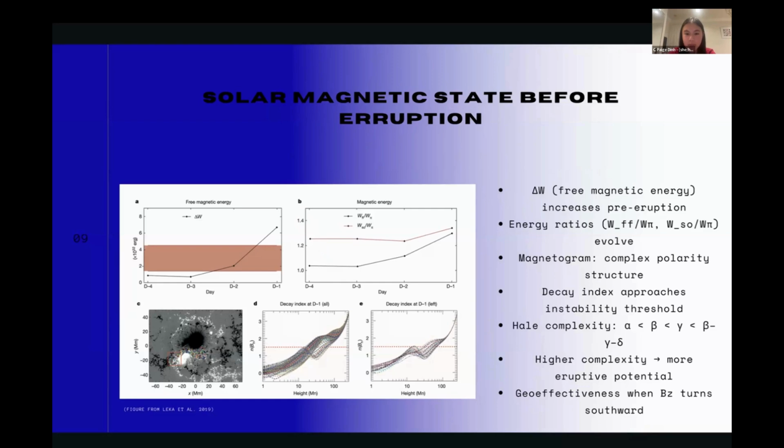panels D and E basically show the decay index versus the height approaching the instability threshold. So these are conditions that can permit an eruption. In the Hale scheme, alpha is the simplest, progressing through beta and gamma into beta-gamma-delta as the most complex. Greater complexity correlates with higher eruptive potential, which becomes geoeffective when the IMF Bz turns southward at Earth. So remember, this is the strongest current.